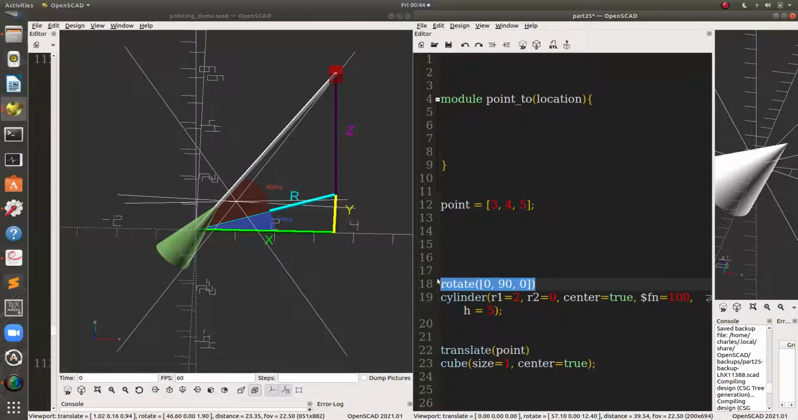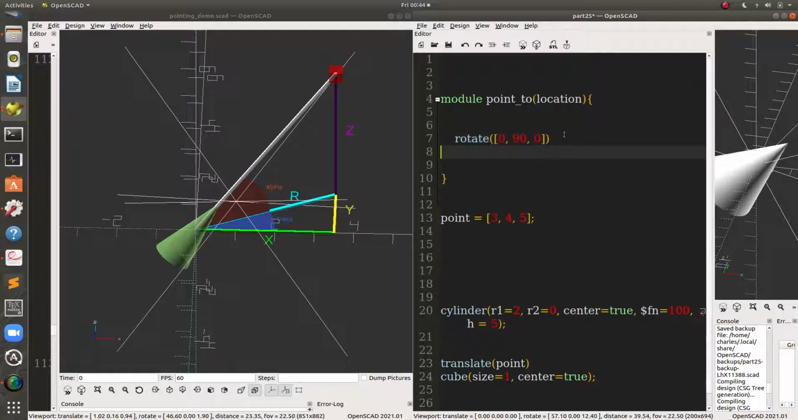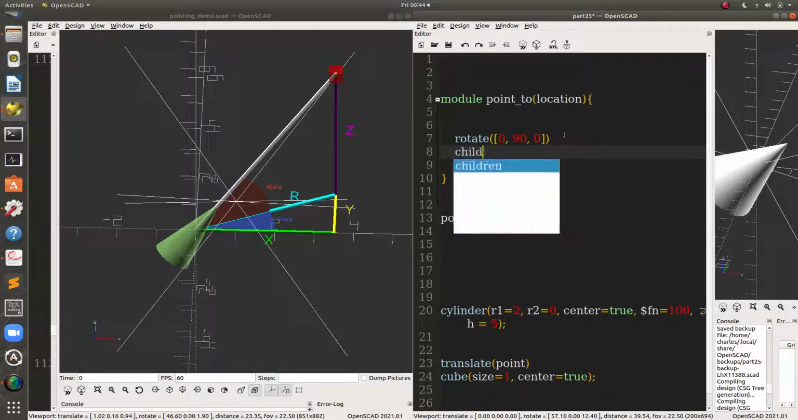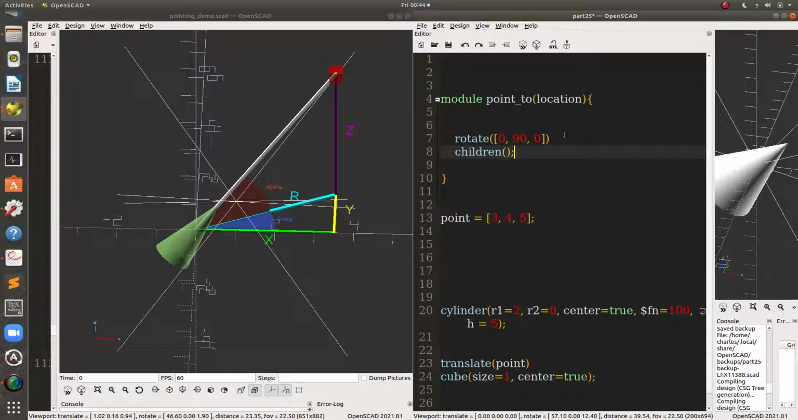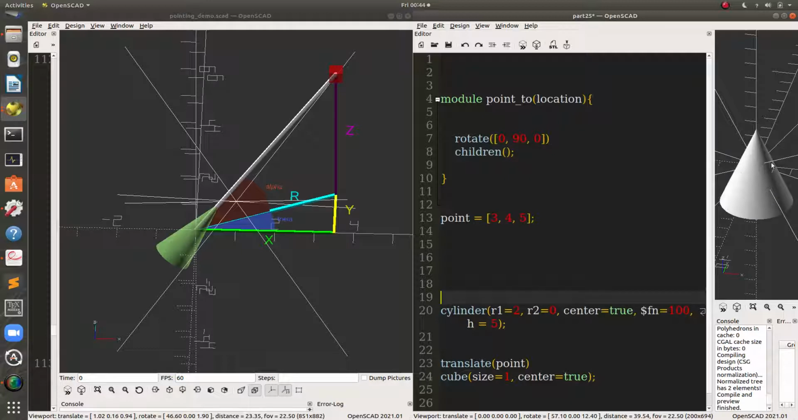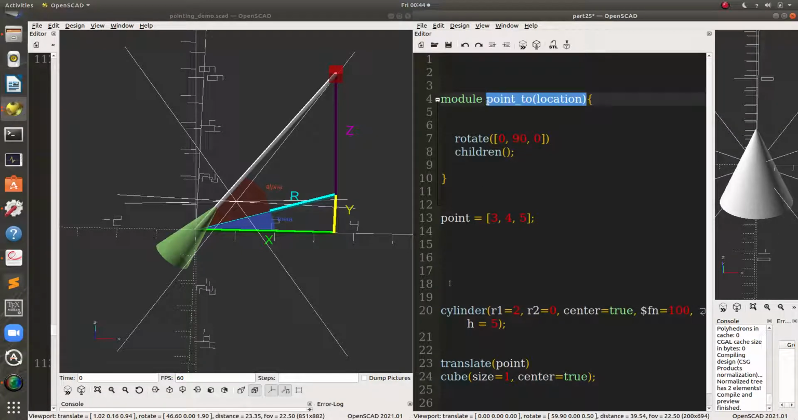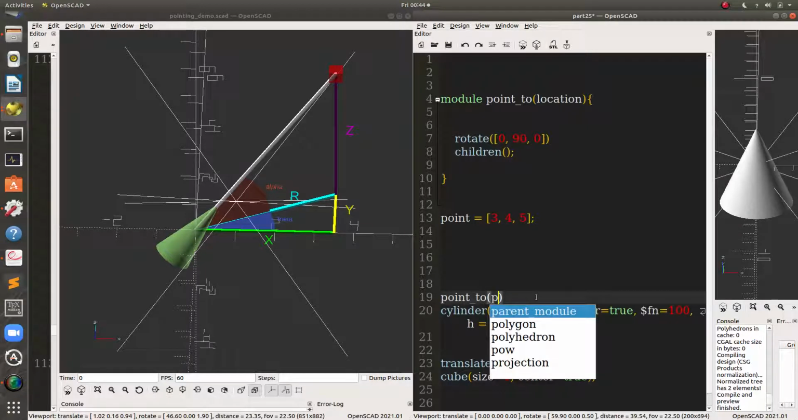So I'm going to take this out, put it in here. I'm going to use the children identifier, which means the child objects of this module. So if we go back, it just goes back here, but then we're going to use the module so that it's easy to use on a bunch of different objects. And the location should be point.